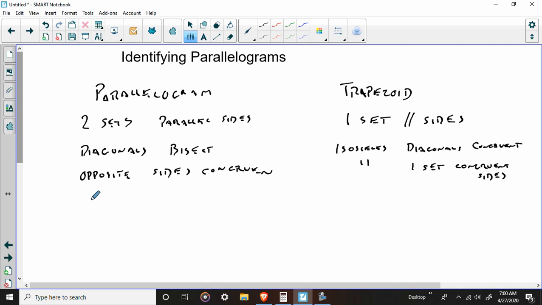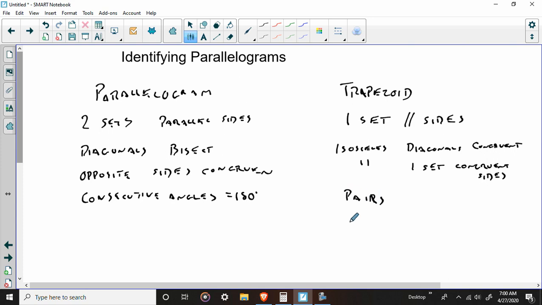And what was the other one? Oh, let's go consecutive angles are supplementary. Okay, and in a trapezoid you have pairs.